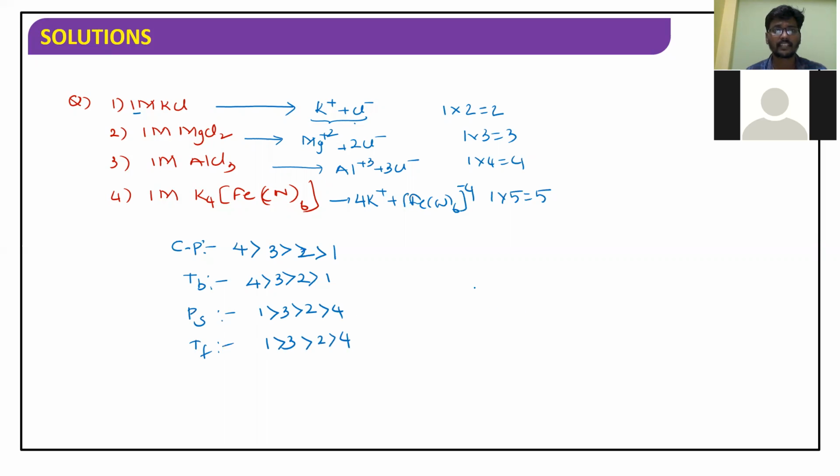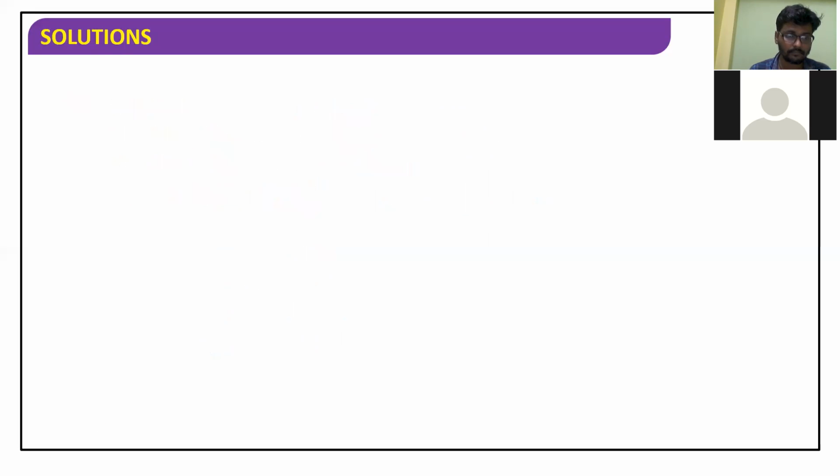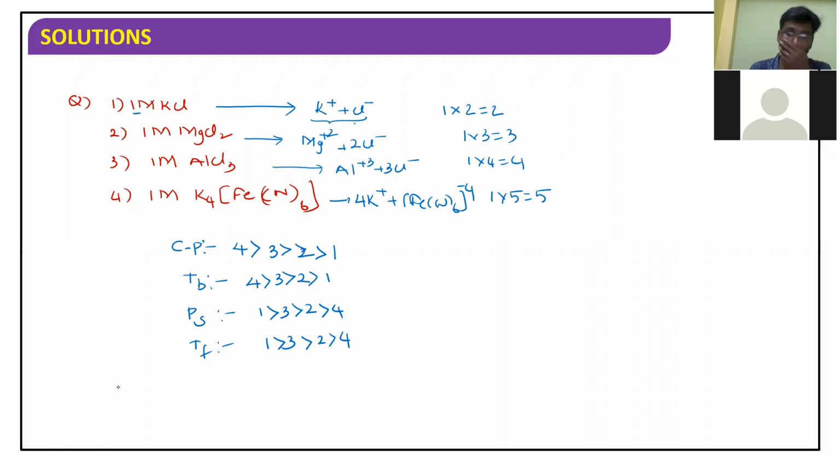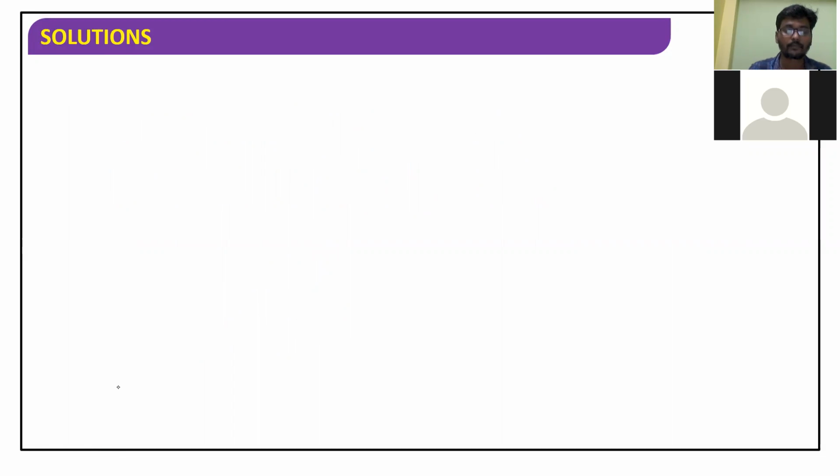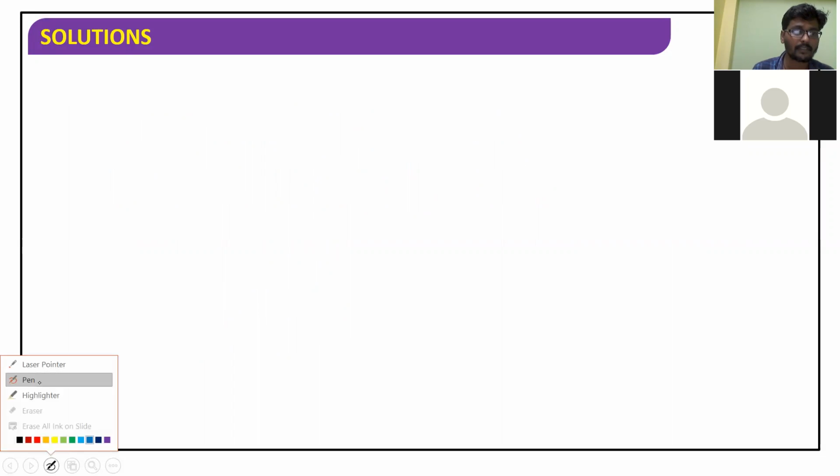Okay, which contains more number of particles, that one shows more colligative properties. Now in this, which one shows more colligative property, more relative lowering of vapor pressure? The answer is 4. Now here you must and should remember the formulas. Do you remember the formulas?